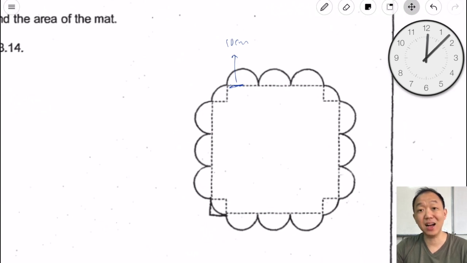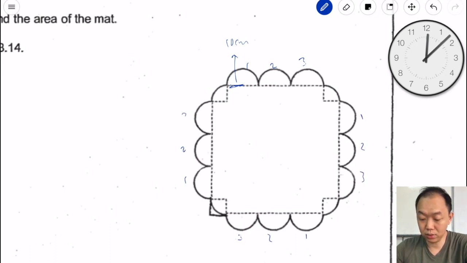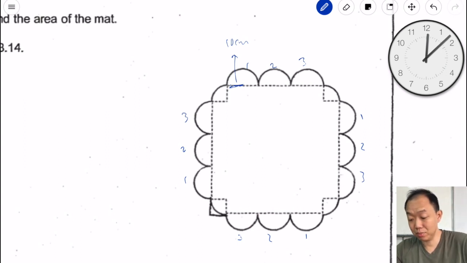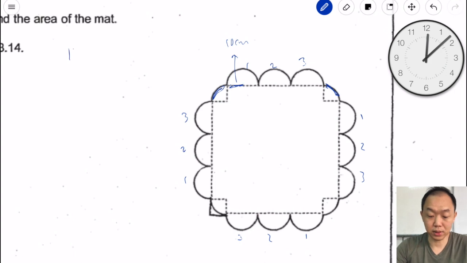Now obviously we just have to count the number of circles that this thing makes. So let's find the number of semicircles. 1, 2, 3, 1, 2, 3, 1, 2, 3, and 1, 2, 3. So that's like 12 semicircles plus this one and this one. 12, 13, 14. So that's 14 semicircles. Now 14 semicircles is equal to 7 circles.